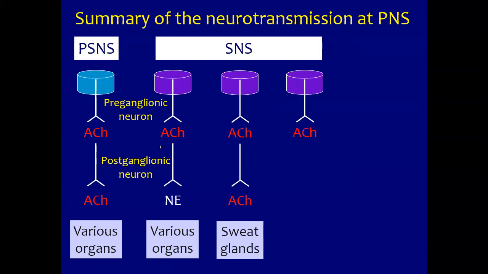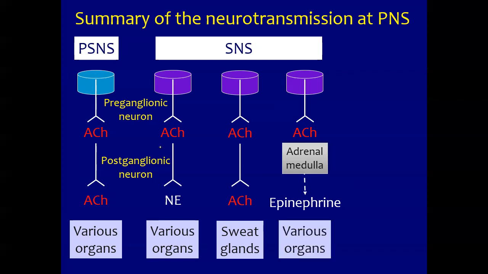And in the sympathetic nervous system, there is one more exception: the adrenal medulla, because there is no postganglionic fiber. As soon as the preganglionic fiber goes to the adrenal medulla, there is a hormone release. So there is epinephrine, going to various organs.